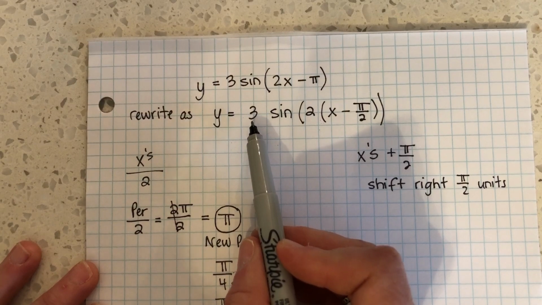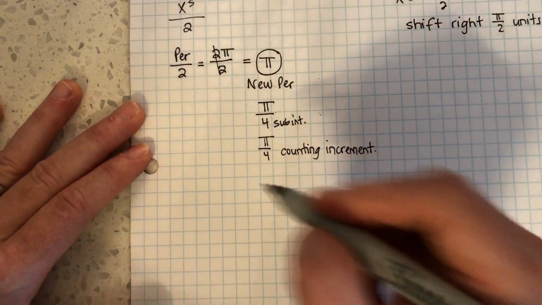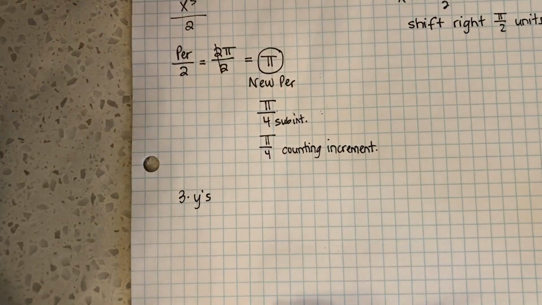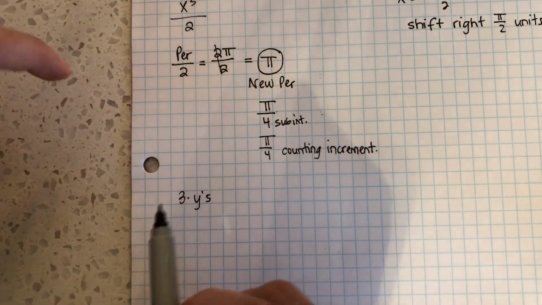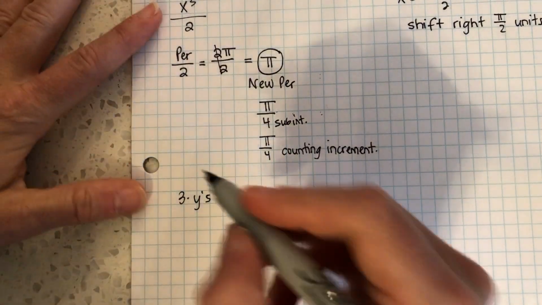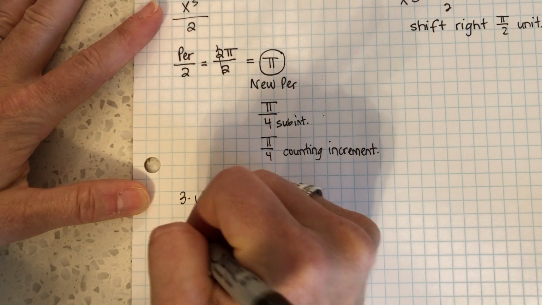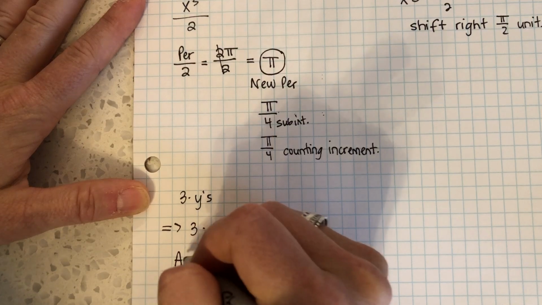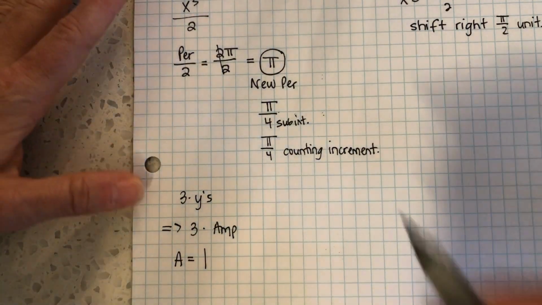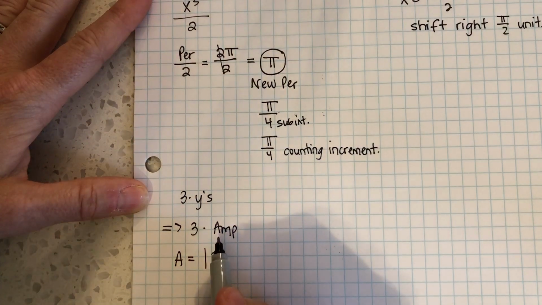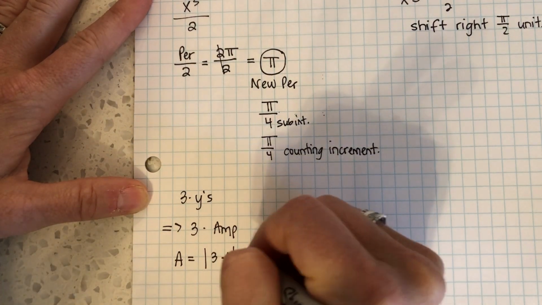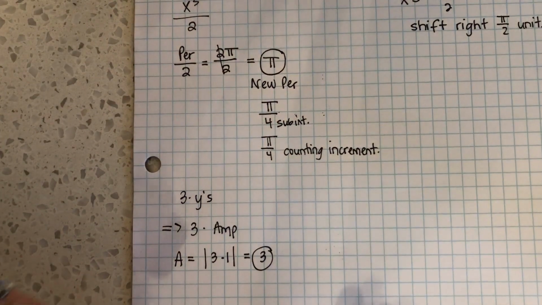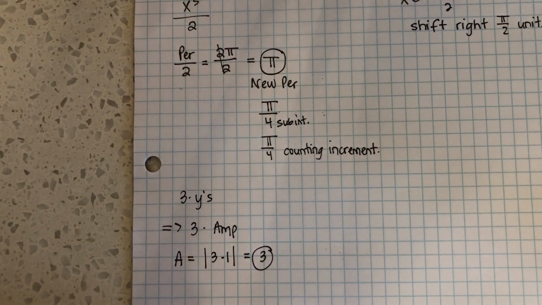Only one thing is happening to the y's. It's 3 times the y values. So your y values are going to get 3 times as big. Now remember, whenever you multiply or divide the y's by something, that affects the amplitude. So this is also 3 times the amplitude. The amplitude is going to equal the absolute value, because it has to be a positive number, of 3 times the original amplitude, which was 1, and that's the absolute value of 3. Your new amplitude should be 3 units. All right, so it should be 3 units up and 3 units down from that midline.